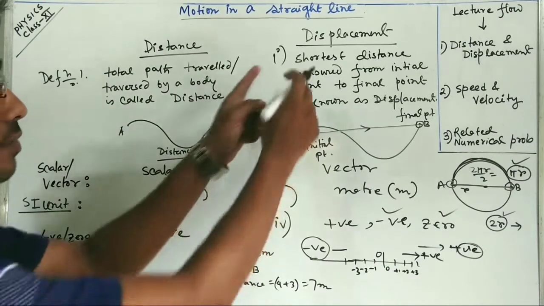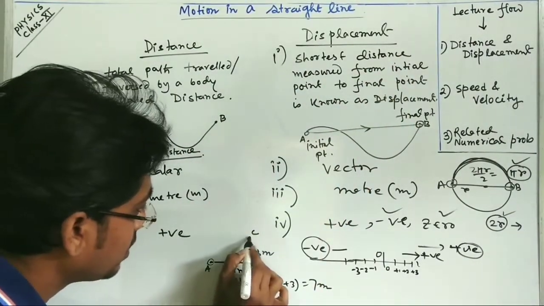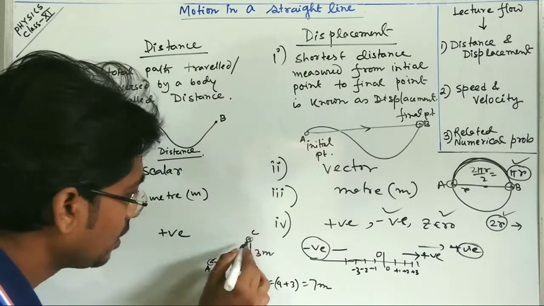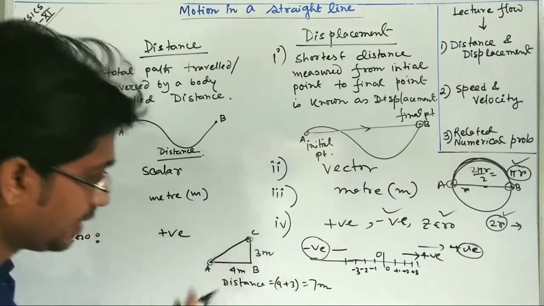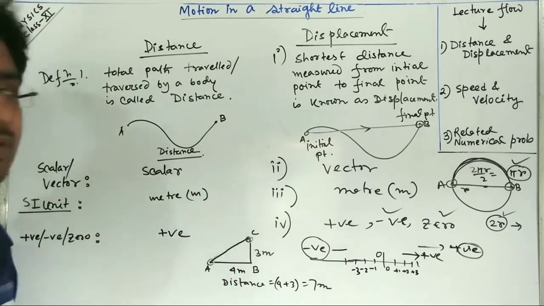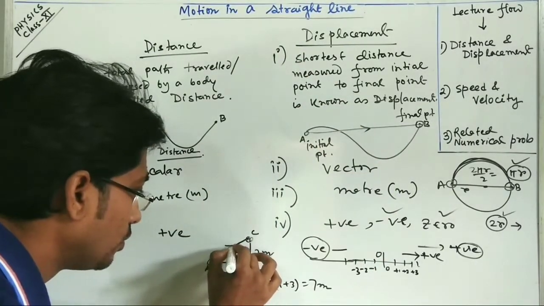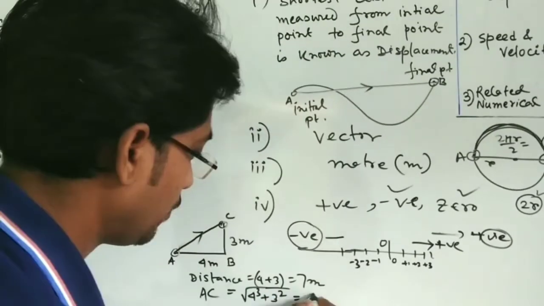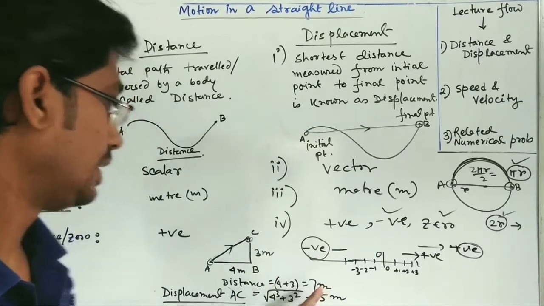I have told you displacement is the shortest distance between the initial point and the final point. So this is the initial point, this is the final point. From the initial point to the final point, you have to draw one straight line. The length of this straight line gives the magnitude of the displacement, and the direction will be from the initial point to the final point. Root over 4 square plus 3 square is 5 meters. Displacement will be 5 meters, distance will be 7 meters.